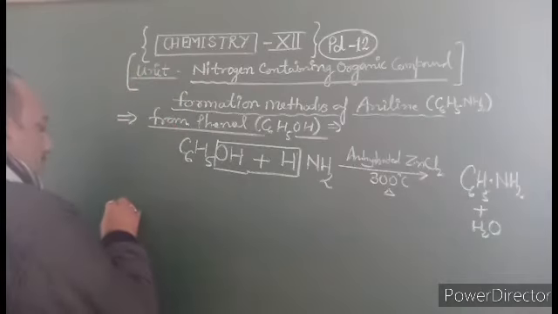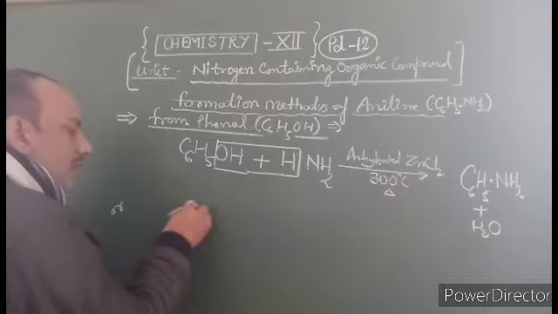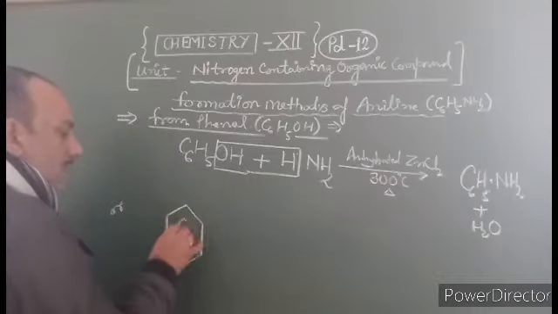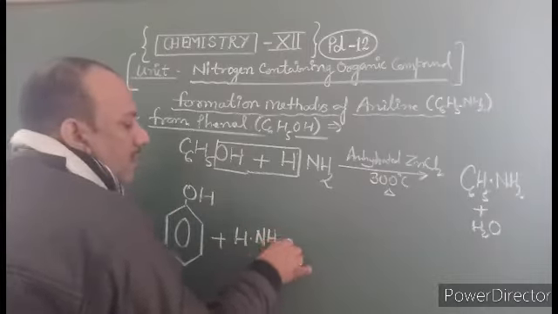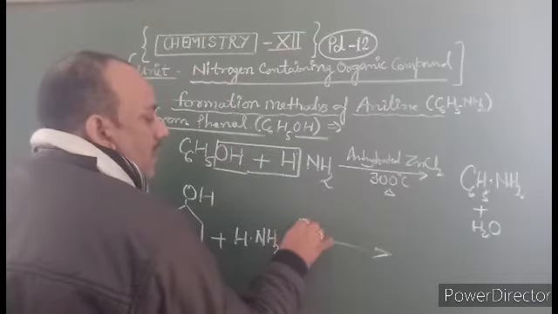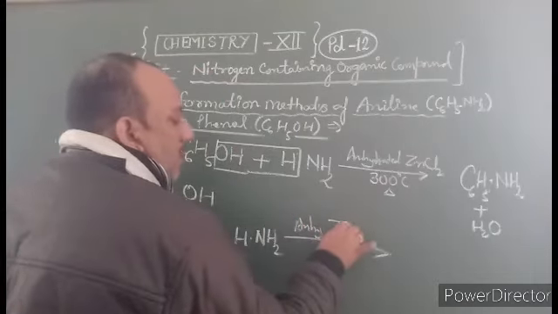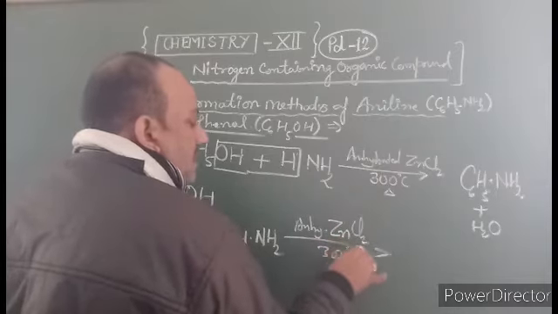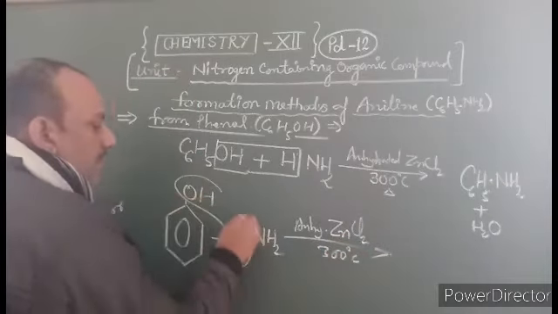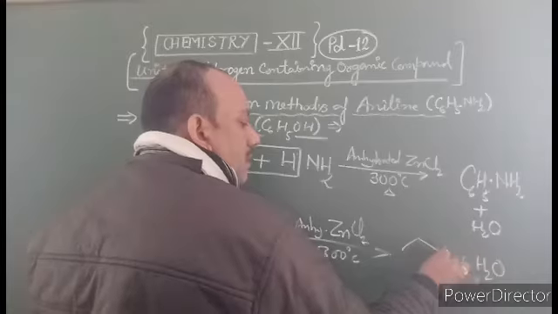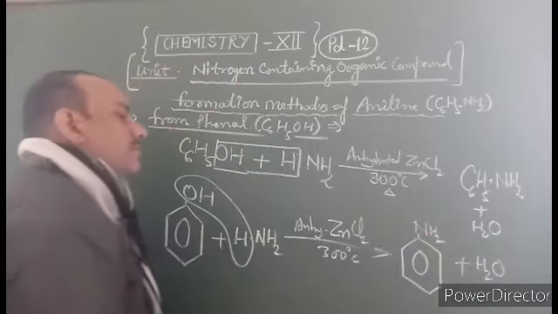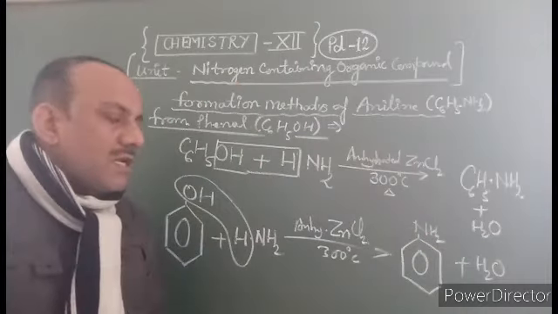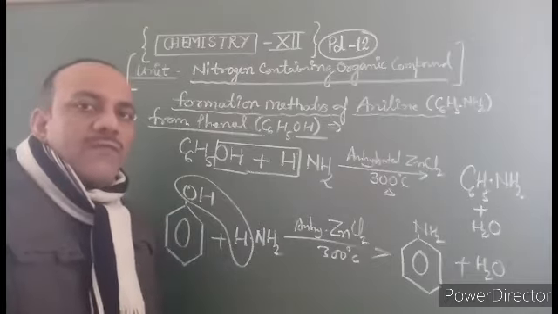This reaction is also shown in structural formula. Phenol reacts with ammonia in the presence of anhydrous zinc chloride at 300 degrees Celsius temperature. It subtracts a water molecule to form aniline. So it is a conversion based reaction. This is how you obtain aniline from phenol.